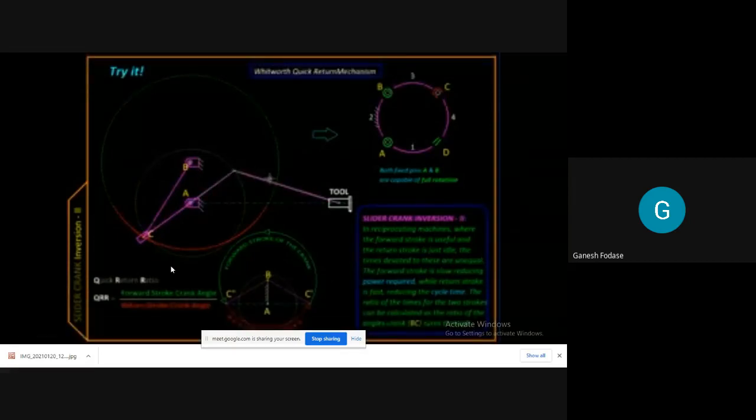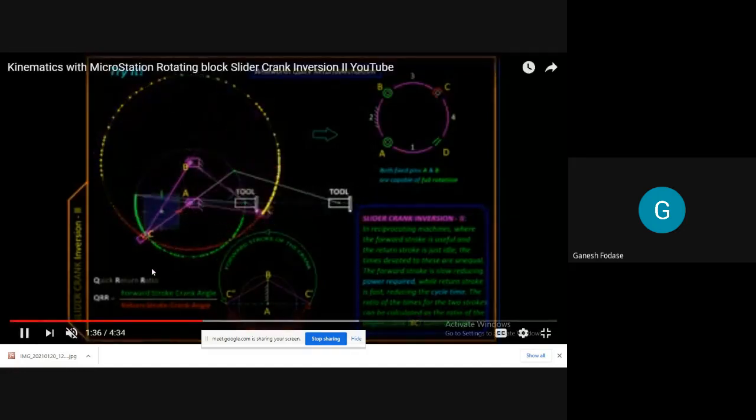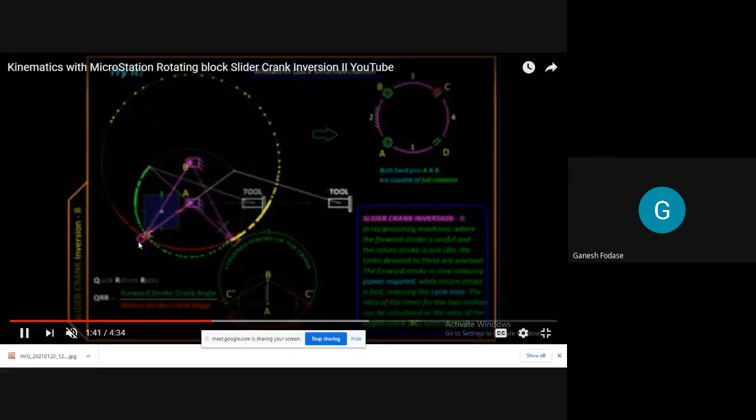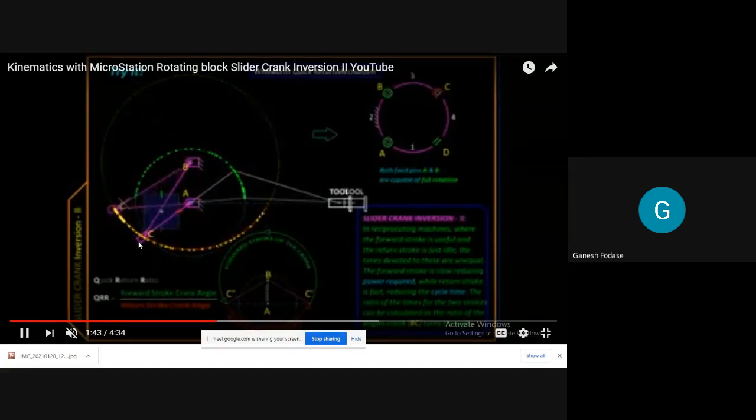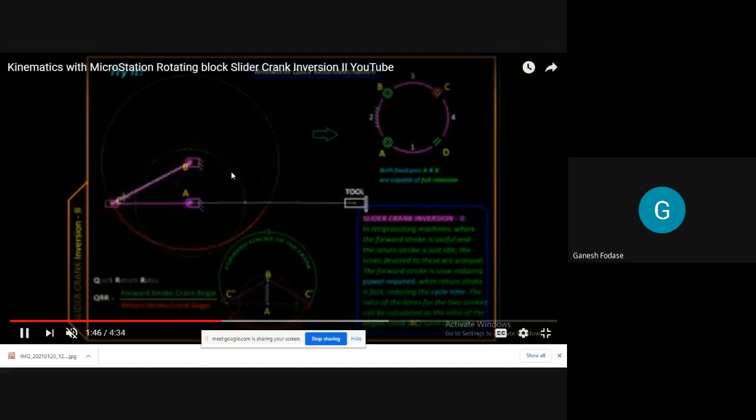So this AC is extended, and then there is a tool at the end which will cut the part. Maybe it is used in a shaper machine, so it will cut during the forward stroke. Why forward stroke? Why return stroke? I already discussed. Now let's see how this crank is moving. This BC is moving, you can see now. So this one is the path of the crank, and when C is moving on this path, the other point is moving opposite. This is your extreme position.